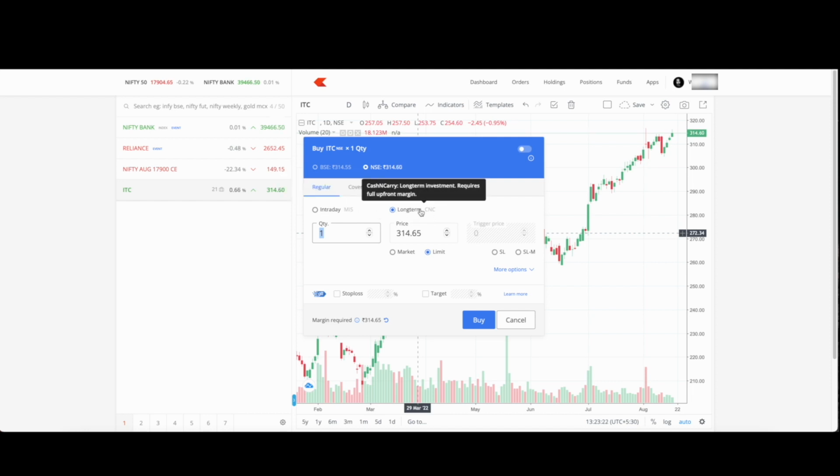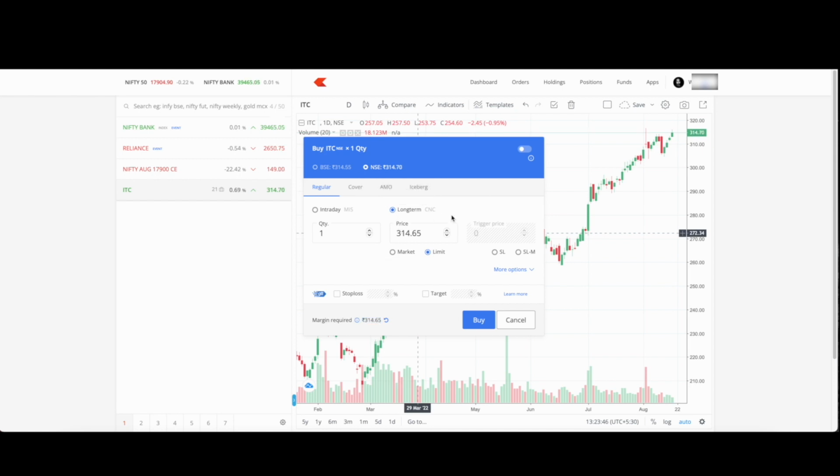This is useful for those people who want to do swing trading, where they hold the position of the stock for more than one day. For this, you would have to pay the full amount. That is 314 rupees is the current market price of the stock, right? You have to pay the full amount to buy the stock.